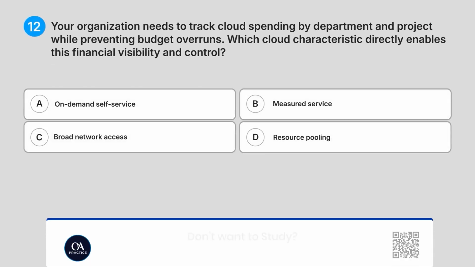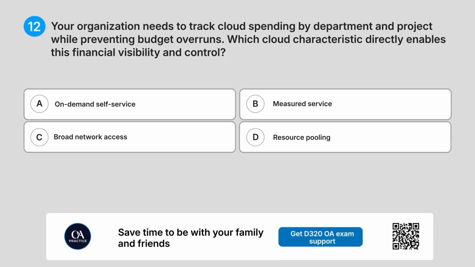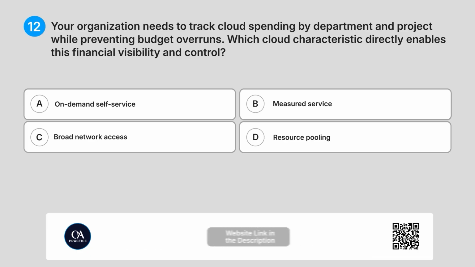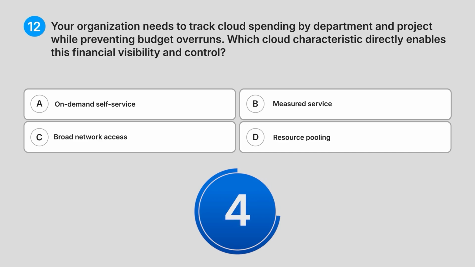12. Your organization needs to track cloud spending by department and project while preventing budget overruns. Which cloud characteristic directly enables this financial visibility and control? A. On-demand self-service. B. Measured service. C. Broad network access. D. Resource pooling. Do you know the answer?